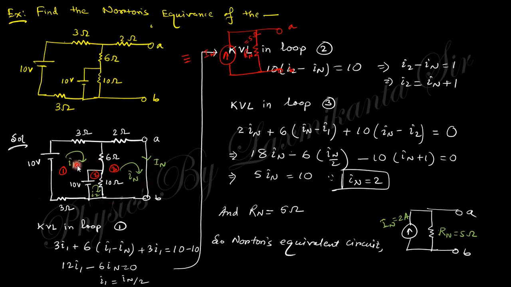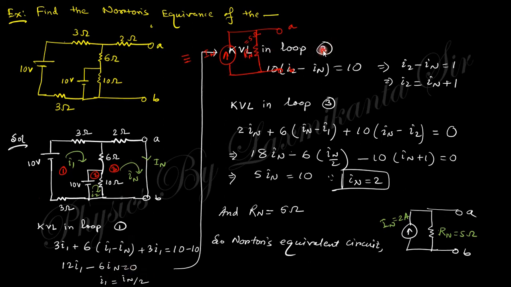So use the Kirchhoff voltage law or KVL in loop 1. You can see 3 into I1 in this resistance. What will be the current flow? This is I1 minus IN, I1 minus IN, and this one I1 also. So 10 minus 10, and you will get this relation: I1 equal to IN by 2.